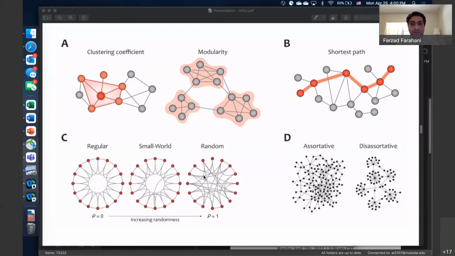For example, the average shortest path is a measure. The shortest path is the path that connects two nodes with the minimum possible number of connections. So if we average all possible connections between all pairs of nodes in the brain, we get a feature named shortest path. You can see it in B, and it can be a measure representing the brain.